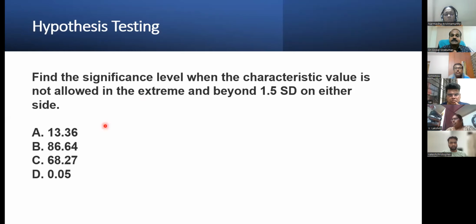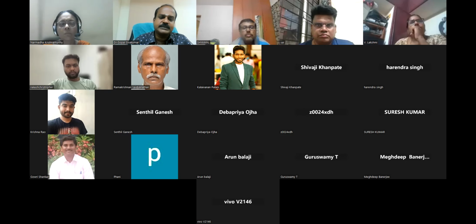Depending on your domain, you use characteristics. That characteristic is not allowed to move 1.5 standard deviation from the target. If it goes more than 1.5 standard deviation away, then your organization finds it significant. That means it expects you to take an action. Now you are asked to find this level of significance, that means the alpha value. Do you find some way to answer this question?